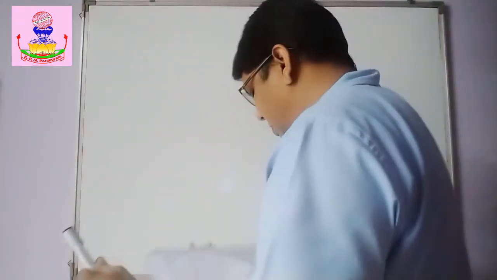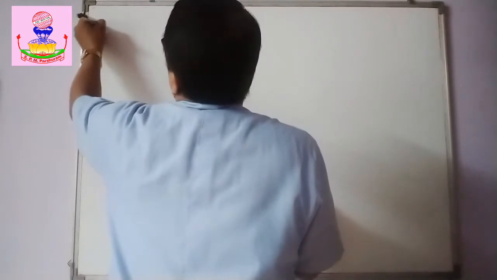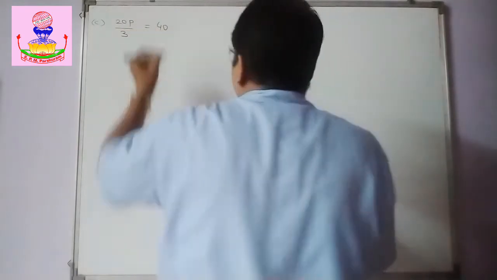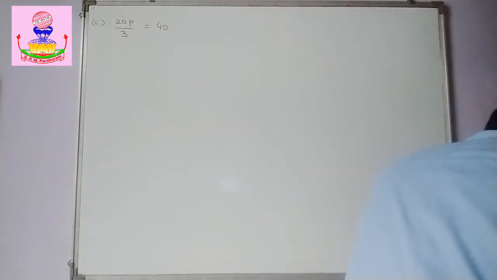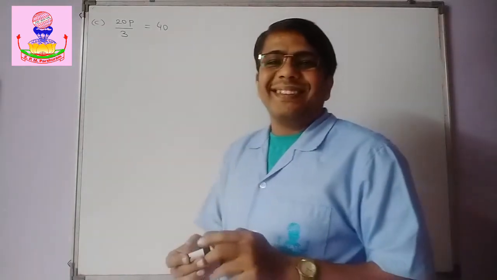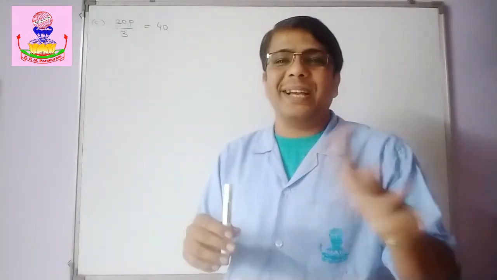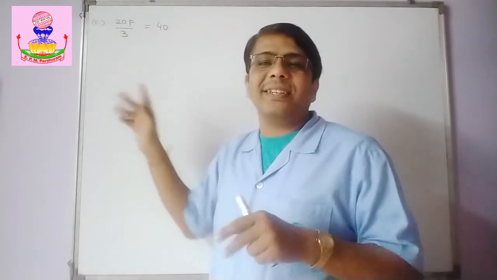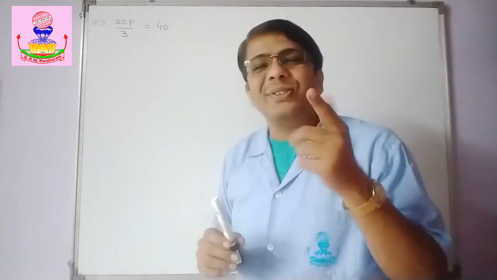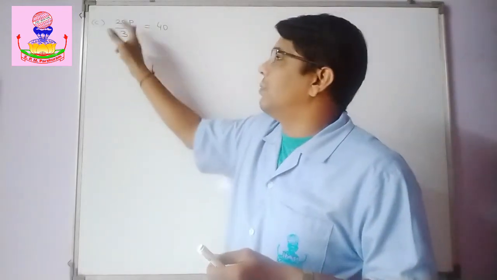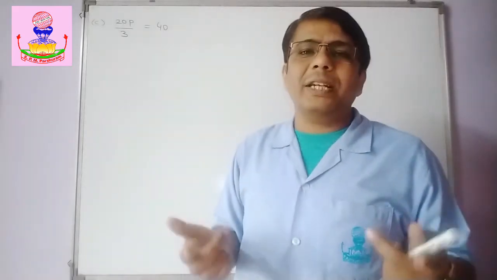Next I can go for C. That is 20p upon 3 is equal to 40. Now look, here both are close relatives. There is no distant one. Is there any plus or minus? No. One is multiplication, one is division. So it depends on you which operation to do first. If I want to remove this 3 first, I have to go for, obviously, multiplication.